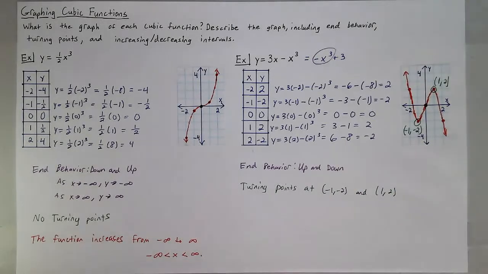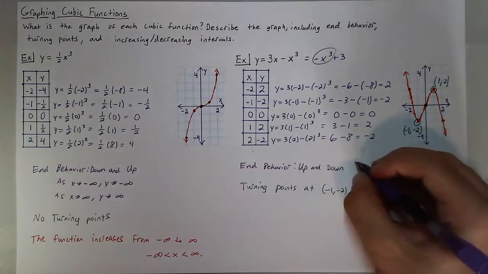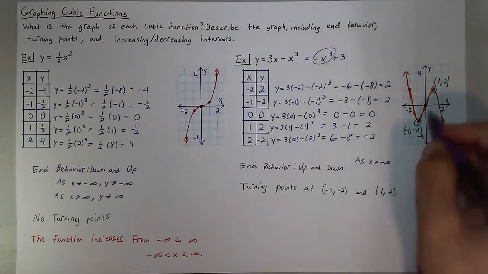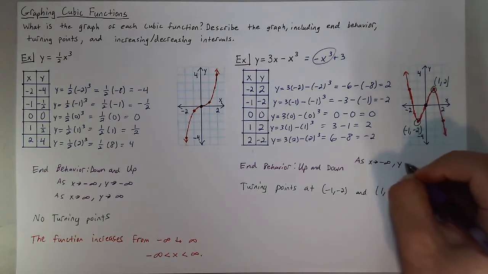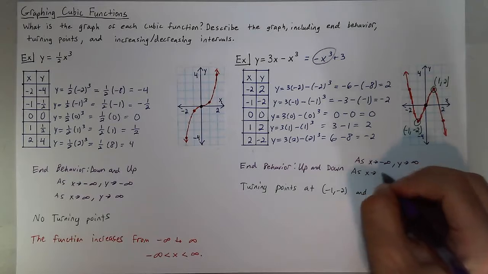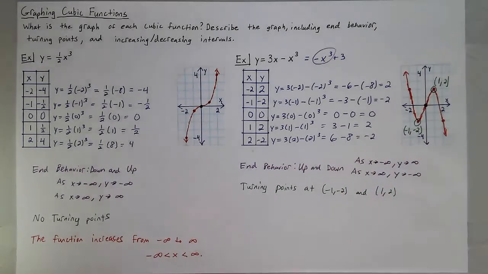Now one thing I forgot to do with my end behavior is write it out with this little limit form, I like to call it. So you can say as x approaches -infinity, the left side, the y values go up. And as x approaches positive infinity, the right side, the y values go down.